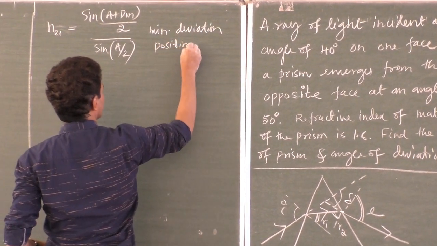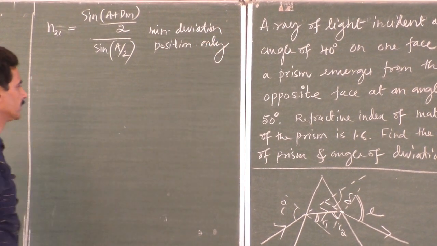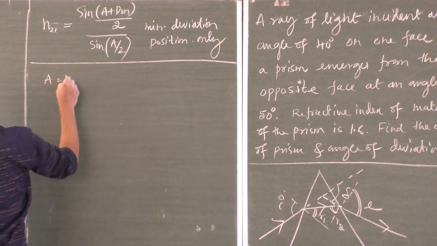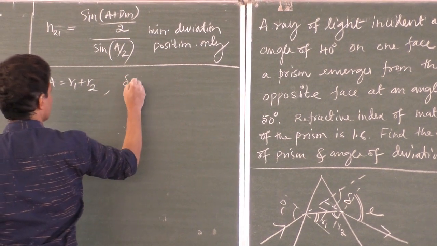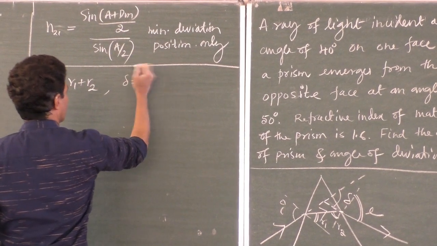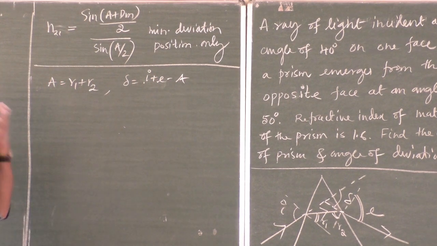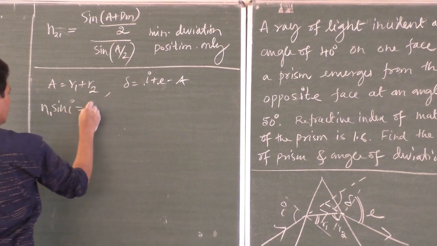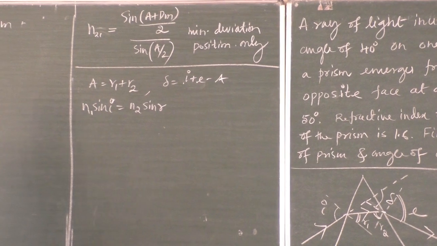This is only for this position, for minimum deviation position only. Otherwise, you have to write A is equal to R1 plus R2, and delta is equal to I plus E minus A. That is the formula. And you have N1 sin I is equal to N2 sin R. This one that you know.